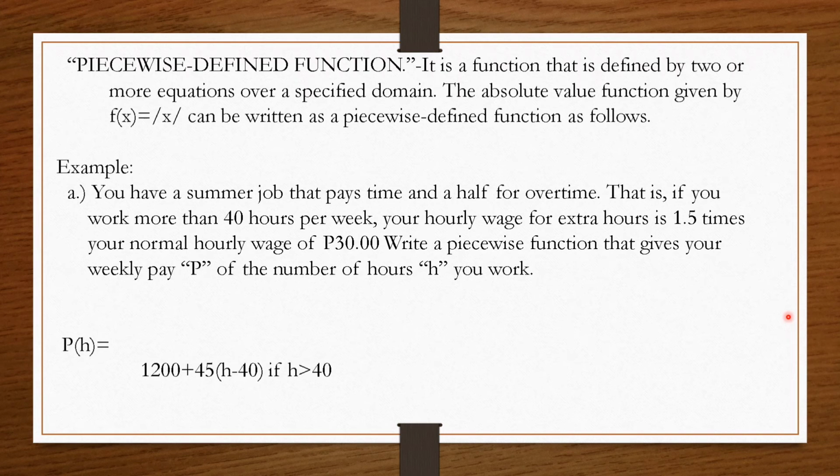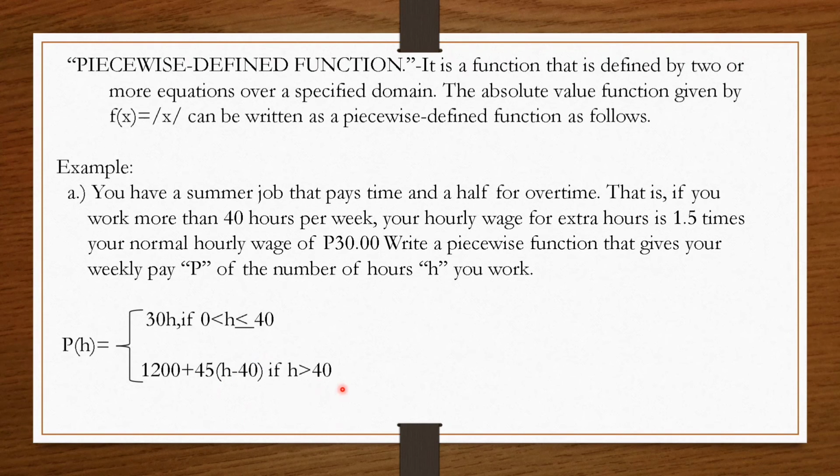Now, the piecewise function will look like this. 30 times your hourly work, that will be your payment, if H is greater than 0 and H is less than or equal to 40. If H is greater than 40, the equation below will become 1,200 plus 45 times the parenthesis of H minus 40.